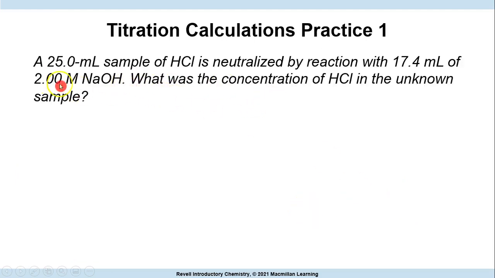Now let's look at an example. A 25.0 milliliter sample of hydrochloric acid is neutralized by the reaction with 17.4 milliliters of 2.00 molar sodium hydroxide. What was the concentration of hydrochloric acid in the unknown sample? So here we have 25.0 milliliters of hydrochloric acid, we have 17.4 milliliters of base, and 2.00 molar sodium hydroxide. Let's collect the data. We know that the moles of acid is equal to the moles of base because hydrochloric acid and sodium hydroxide react in a 1:1 ratio.